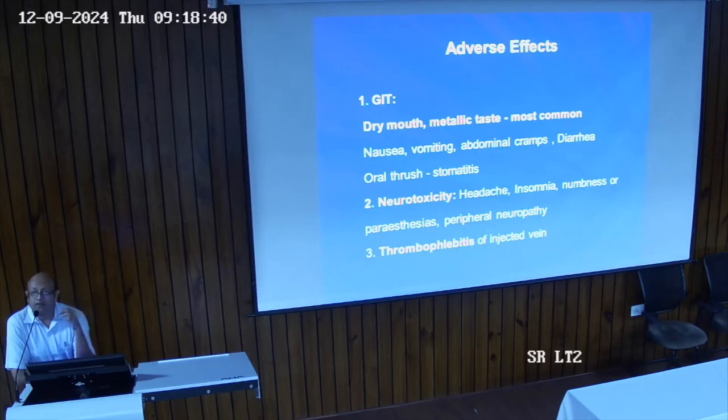When you take this kind of drug, you have a dry mouth and a metallic taste. Your taste changes and you feel that you are not hungry, you don't want to eat anything. So this happens in the case of food poisoning, as we have seen in the earlier slides. You have other GIT side effects, that is nausea, vomiting, abdominal cramps, diarrhea and oral thrush, that is stomatitis. Then you have neurotoxicity, which is headache, insomnia, numbness, paresthesia and peripheral neuropathy.